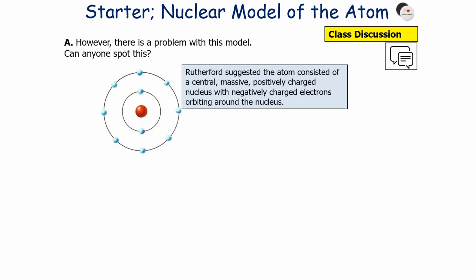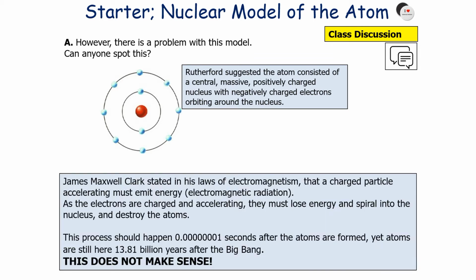Now, however, there was a problem with this nuclear model that Rutherford had suggested. James Clerk Maxwell stated in his laws of electromagnetism that a charged particle, when it's accelerating, must emit energy or electromagnetic radiation. Because the electrons are charged and will be accelerating as they're moving in a circle, they must therefore lose energy, spiral into the nucleus and destroy the atoms.